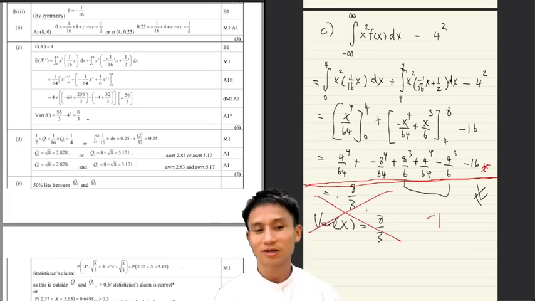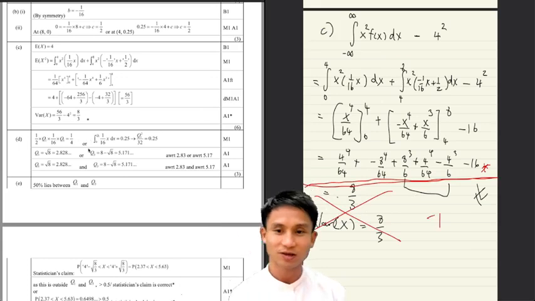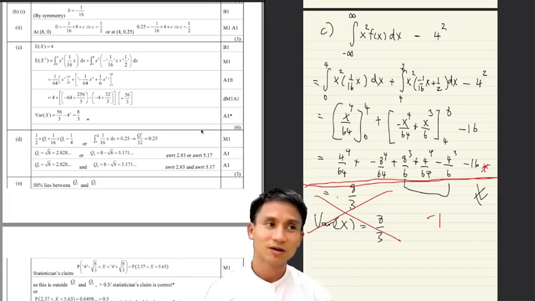So I lost 1 mark there for the accuracy, just to say that x is indeed 8 over 3, right? So I'm not going to give myself that mark. So I won't give myself that mark, all right?